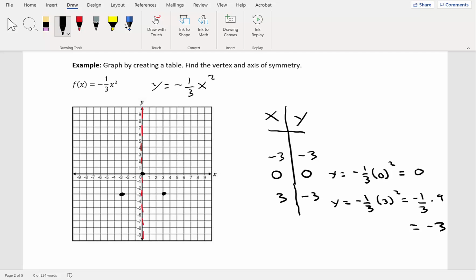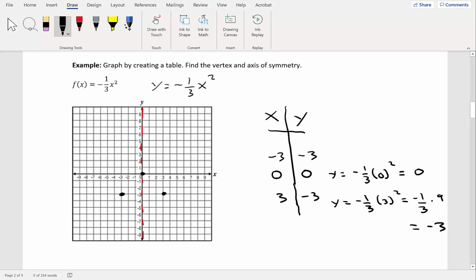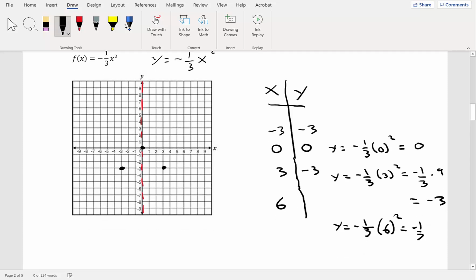Now let's go ahead and figure out another 2 points for our graph. Let's say if we plugged in, I guess we could use 6. So if I use x equals 6, now I have y is equal to -1/3 times 6 raised to the second power. So this gives me -1/3 times 36, which gives me -12.